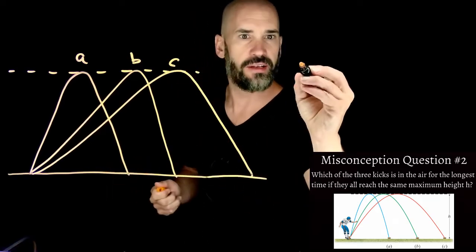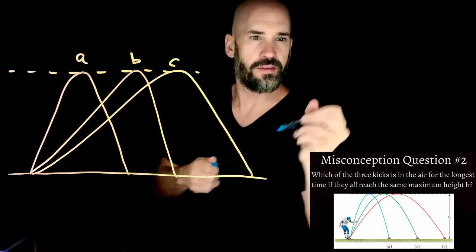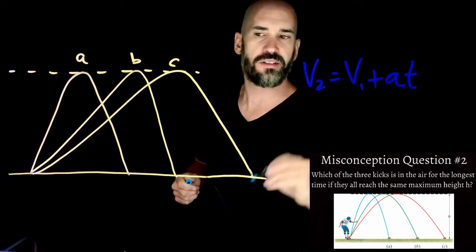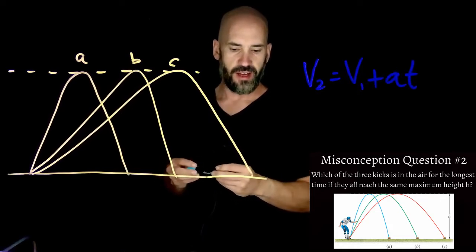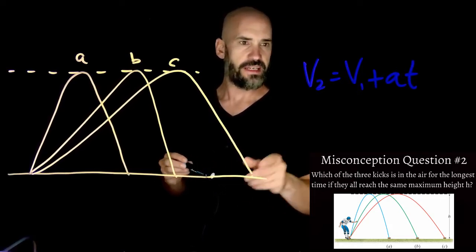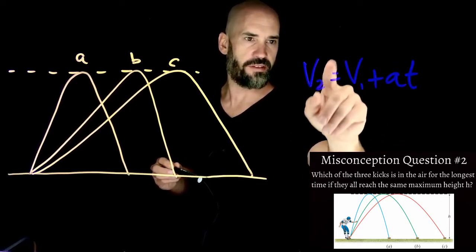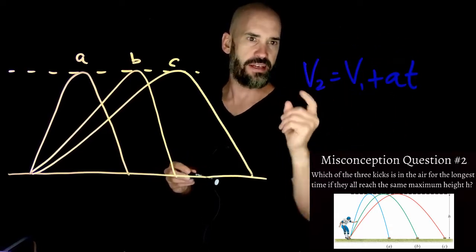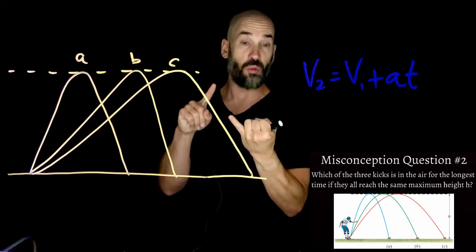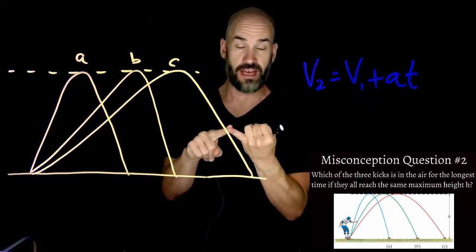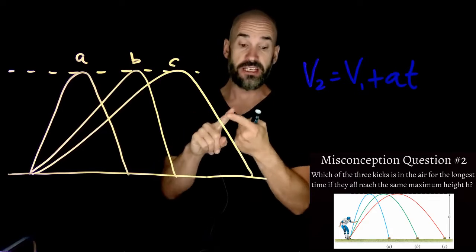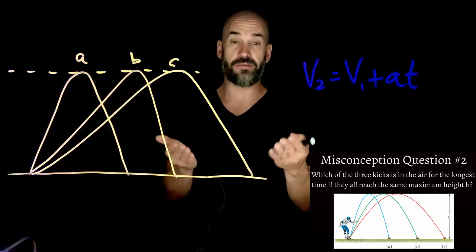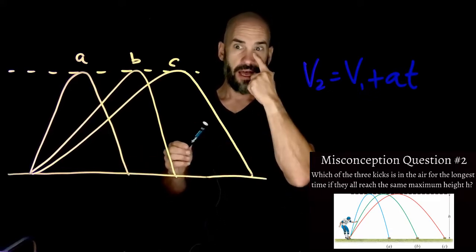I'm going to start by writing our kinematic equation of V2 equals V1 plus AT. And I like this equation because of a couple of things. One is that it has T, and the other is that it has A, okay? So it's the simplest formula that has both T and A in it. And I want A because that's one thing that I know for sure. I know that this is gravity that's acting on this ball, right? And I want T because I'm looking for time, right? Which of the 3 kicks is in the air for the longest time? So I'm solving for T, right?